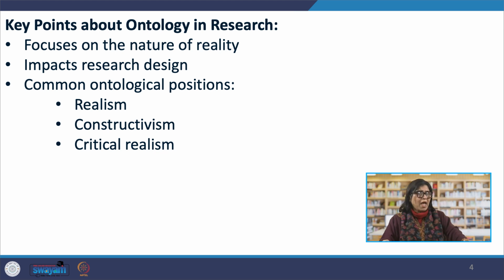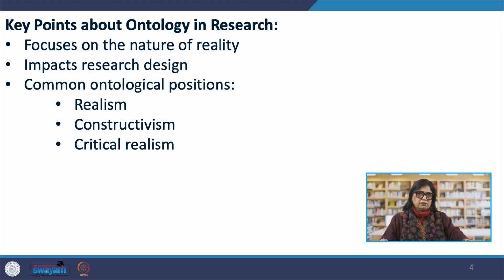Secondly, it impacts research design. The researcher's ontological assumption will influence the methods they choose to investigate a topic. Third, common ontological positions. Realism, that is, objective reality exists. Constructivism, reality is socially constructed. Critical realism, a reality exists but is partially understood.